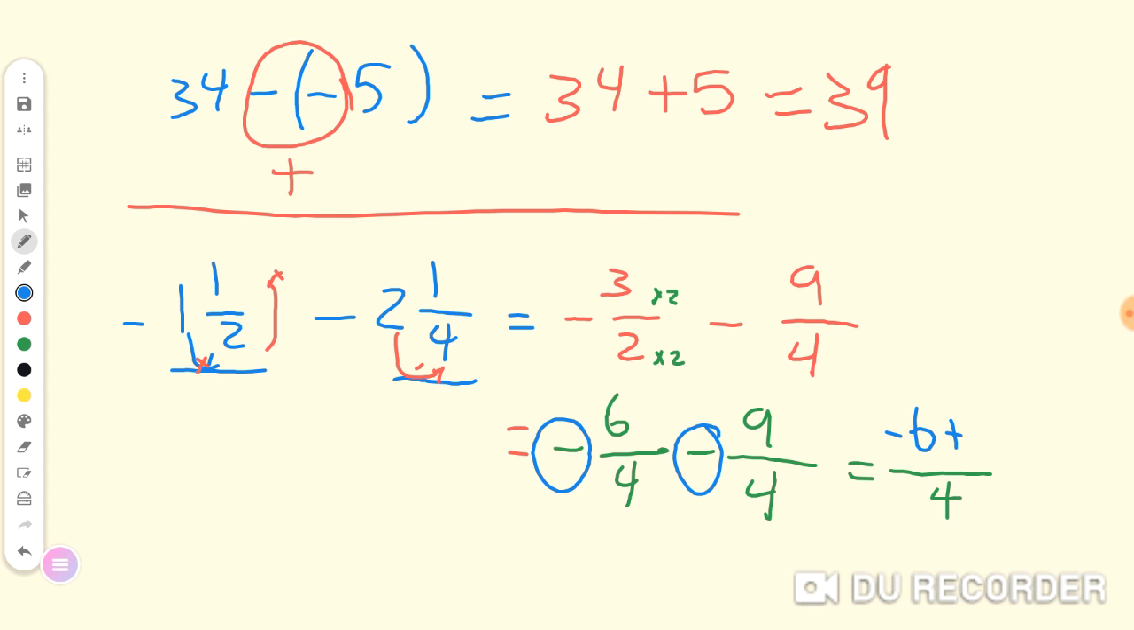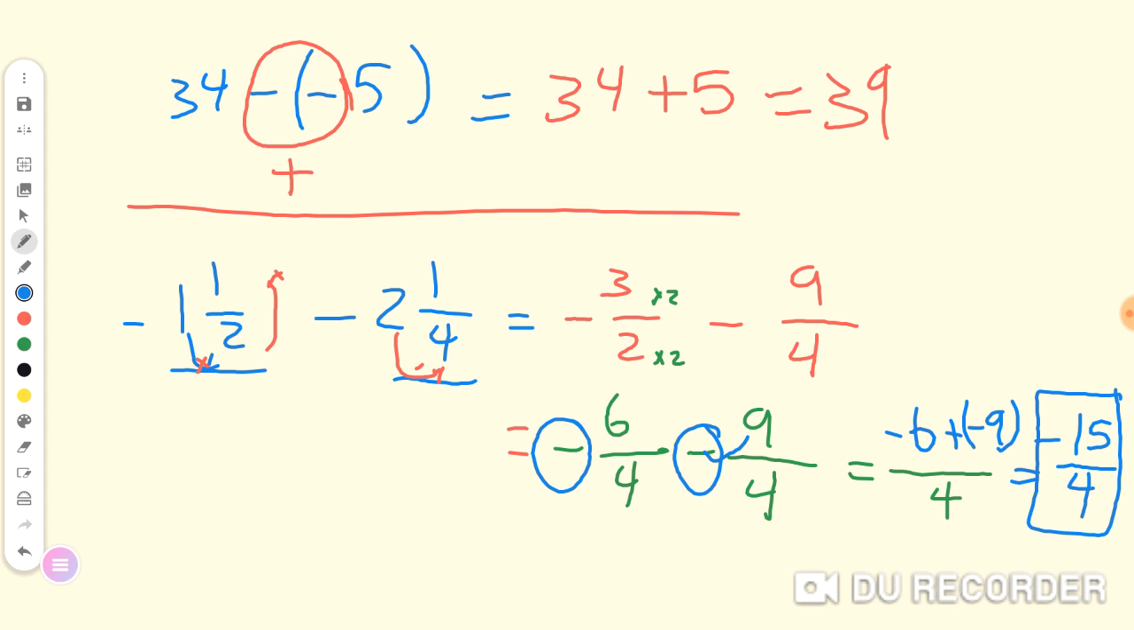Negative 6 plus, and put the sign for 9, negative 9. Okay. In case of same sign, what should we do? Put the sign and add. So it's negative 15 over 4. So the last answer is negative 15 over 4. Something like this. I can give you a question like this.